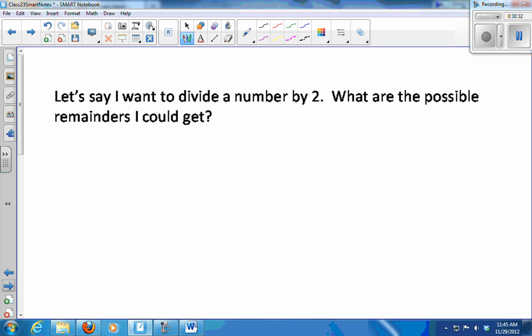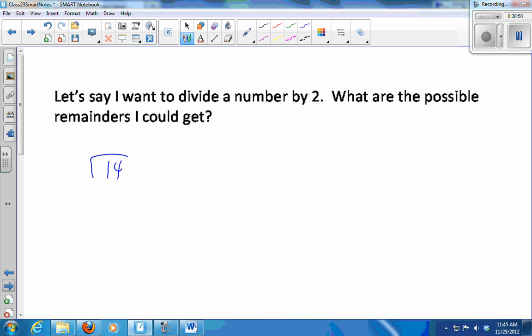Yeah, explain. Why just 0 and 1? Because if you're dividing by 2, all you need is a 1 to make it even. You can divide by 2, and if you're dividing perfectly, your remainder is 0. Okay, so if the number is divisible by 2, your remainder will be 0, right? So if it's even, pick some numbers that are multiples of 2.